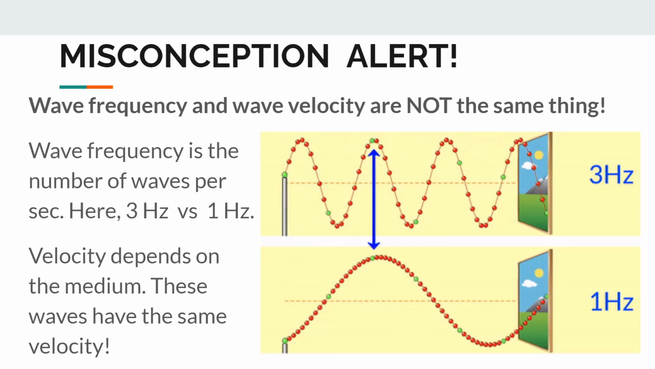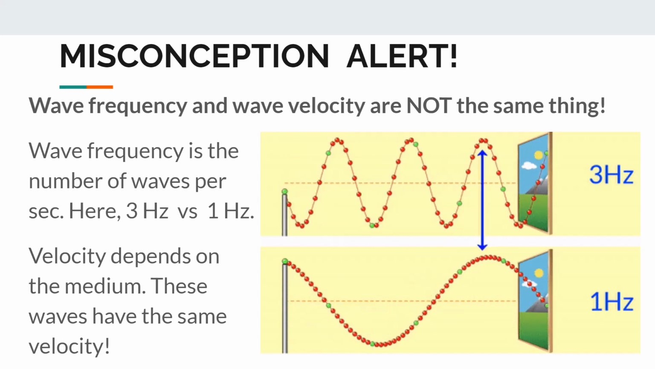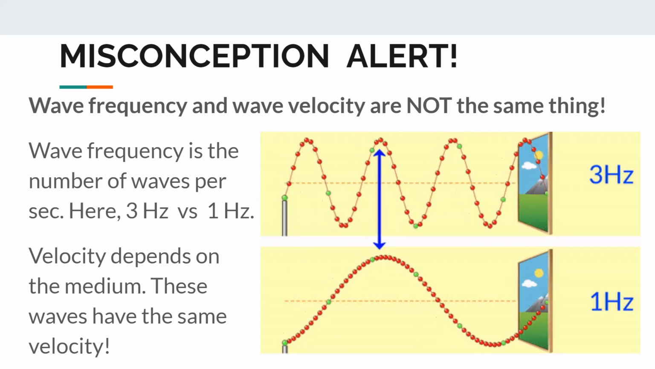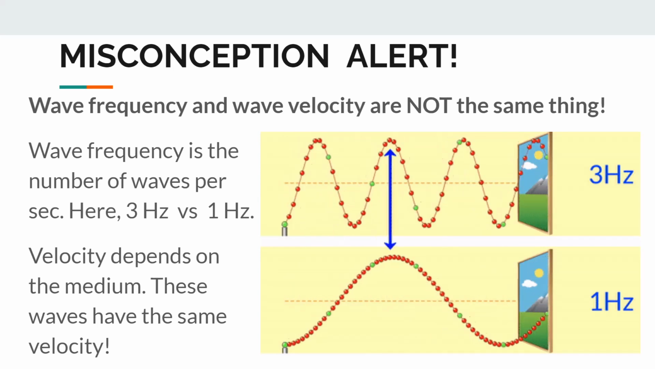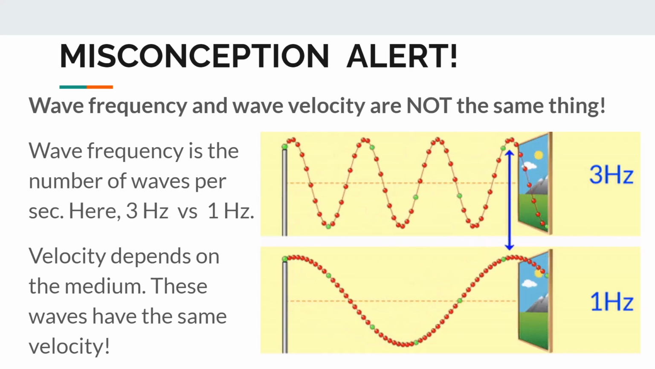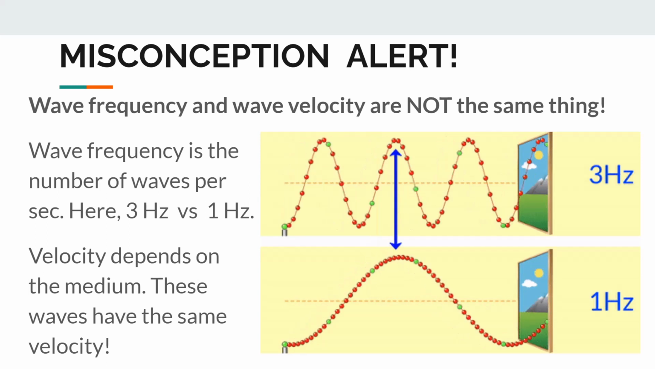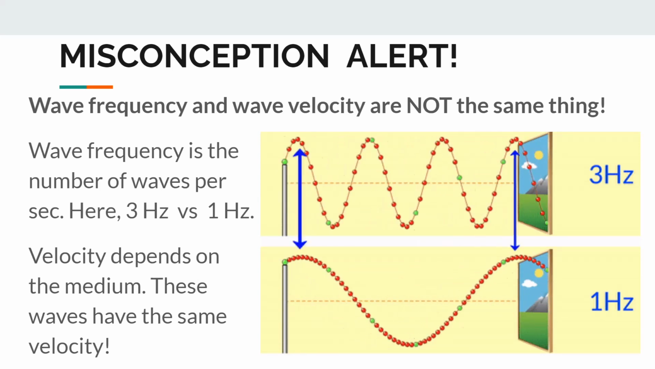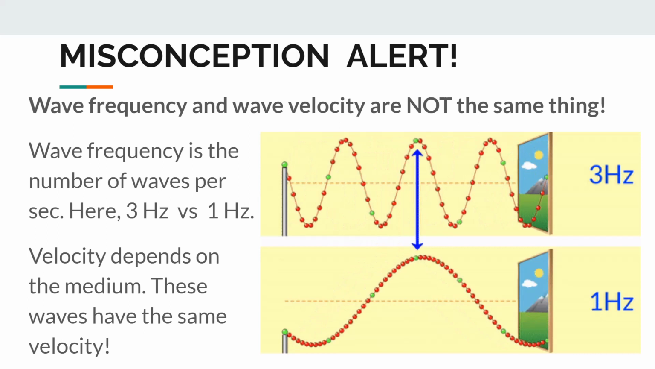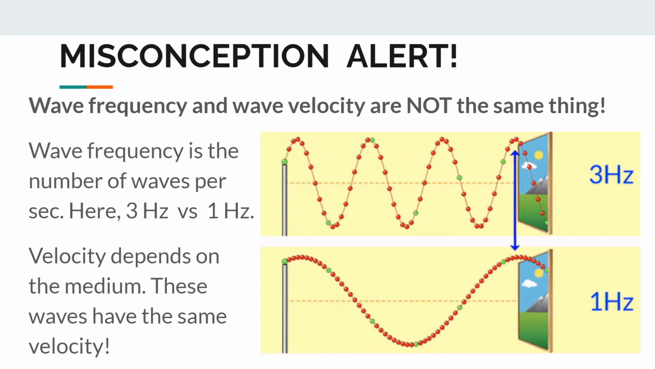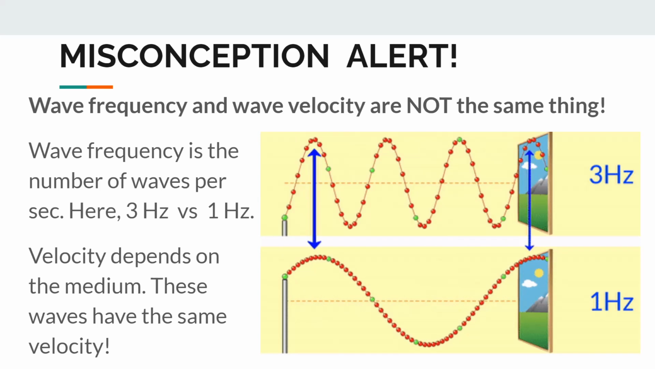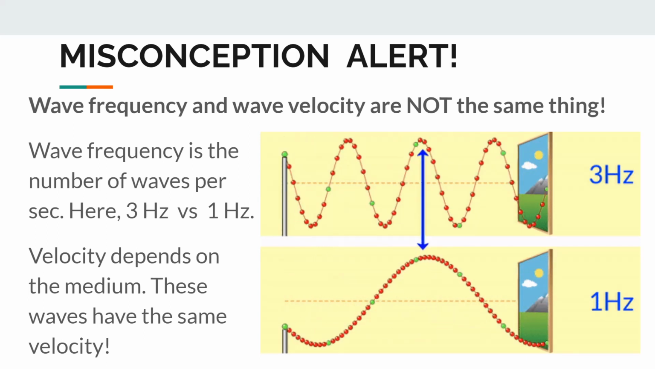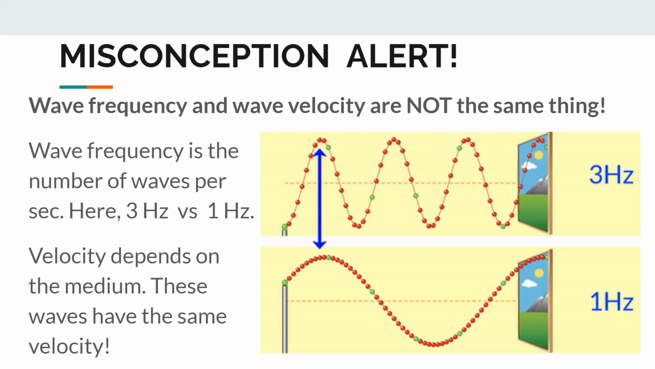Okay, velocity depends on the medium. Because these two waves are traveling through the same medium, the same string made of the same material with the same tension, all the variables are the same, so they're going to travel at the same velocity. Now, if you start changing the material of the string or the tension in the string, or it's not a string, it's now moving through some other type of material, then yeah, you're going to see differences in velocity because it depends on the medium through which the wave is traveling.